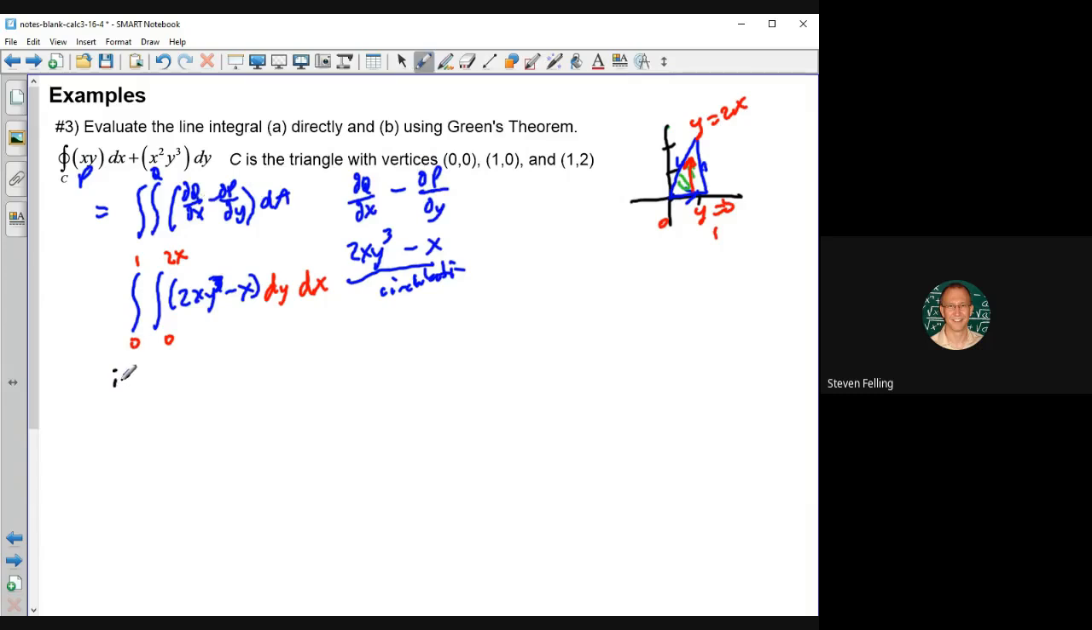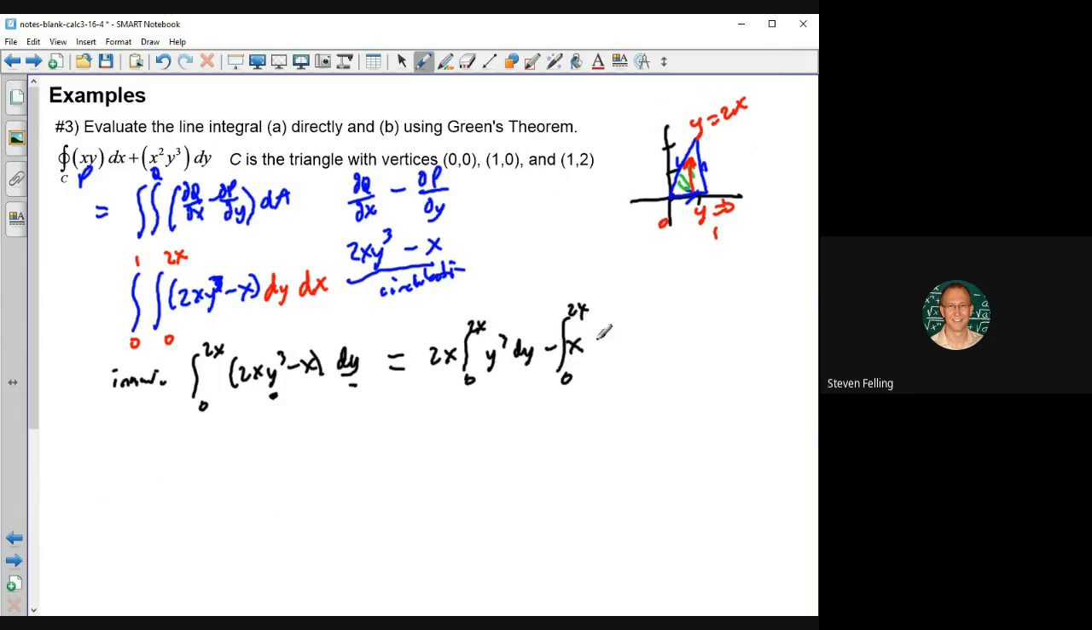I'll use black. The inner integral is the integral from 0 to 2x of 2xy cubed minus x dy. So the y is the variable. This is the only thing that's the variable. So I'm going to split this into 2 integrals. This one is y cubed dy. And I've got, this is just a constant, 0 to 2x dy. So this is cubed.